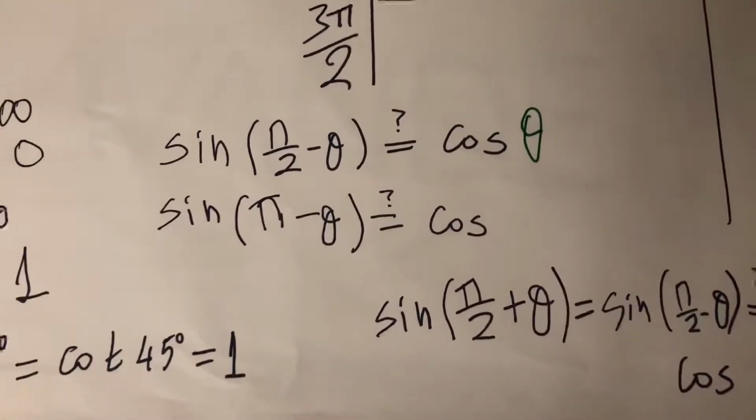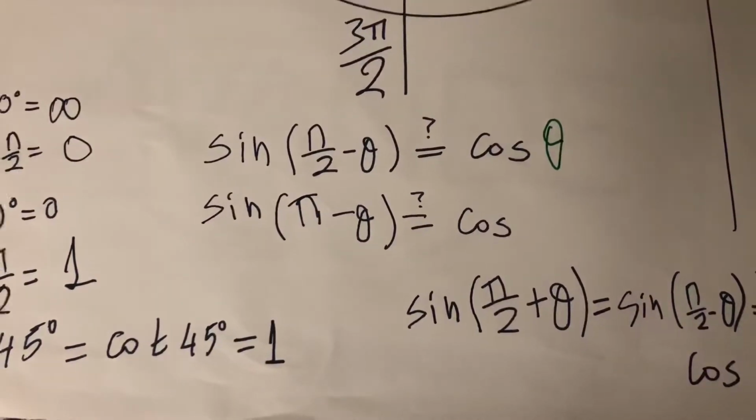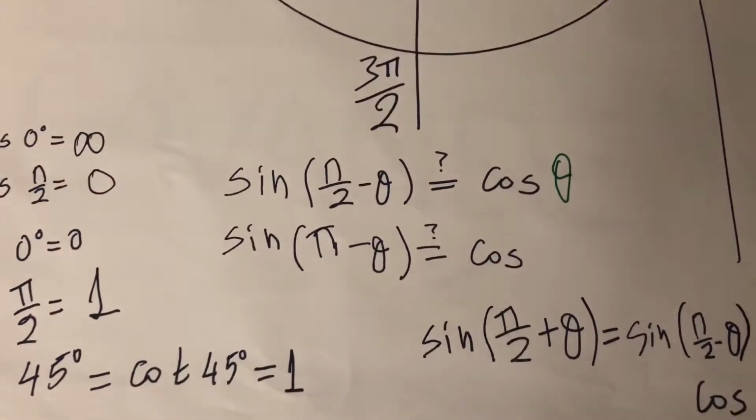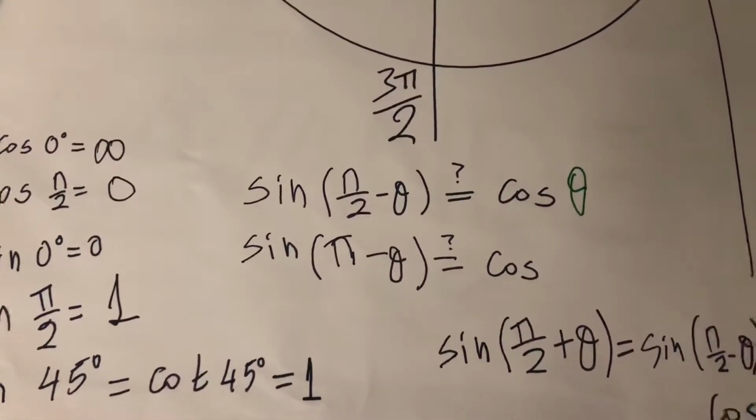So here I can write it equals cosine theta. What I'm trying to explain is that you don't need to memorize these values. It's just enough if you can read the unit circle. Let's make one more example to understand it better.